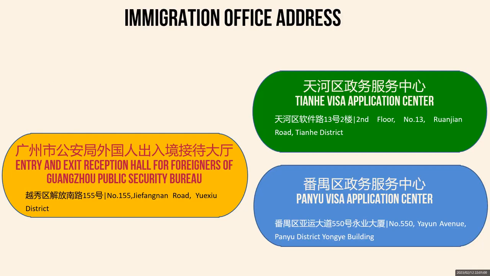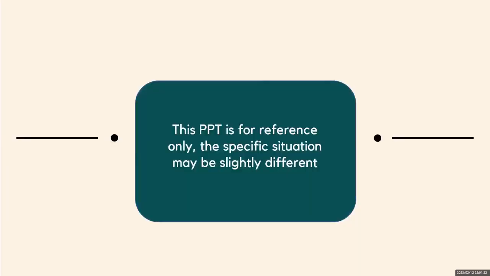But it's there if you get the chance to go, or maybe it was the only option. And the Panyu Visa Application Center is the nearest one to our university, the international university in Dashichun, and it's located in Panyu District, the same district as our university. Normally, where to go is decided by the teacher who will book the appointment for you. So these are the three.